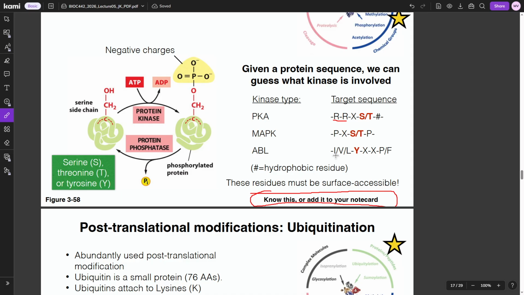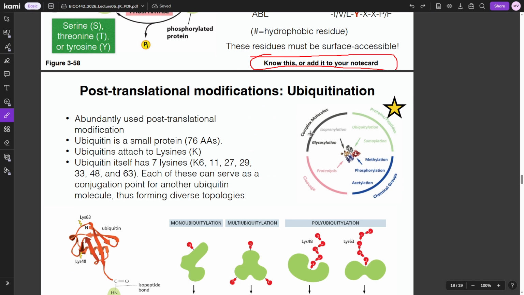If you see these residues here followed by a tyrosine, any amino acid, then proline, and then phenylalanine, it's going to be ABL. So these, I would just write down, honestly. They're too much to memorize, too much of a pain.